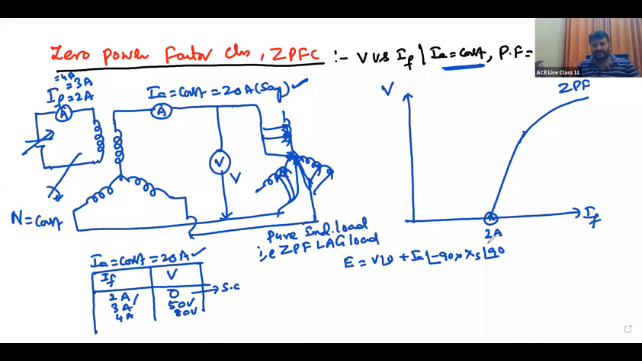Therefore, E is equal to V plus IA XS. It becomes V plus IA XS. Just wait for some time on this equation. I'm going to explain why it is so; you may be getting confused. So just have an idea that this is a ZPF.